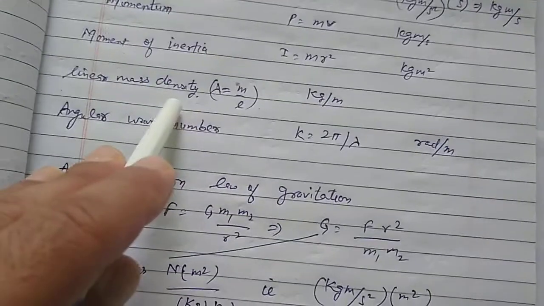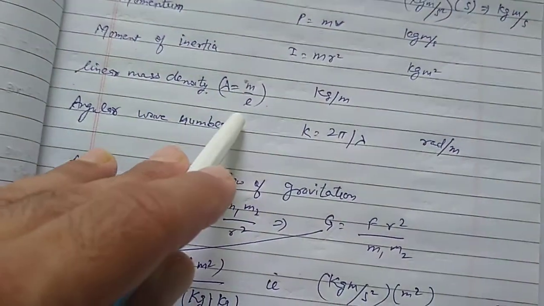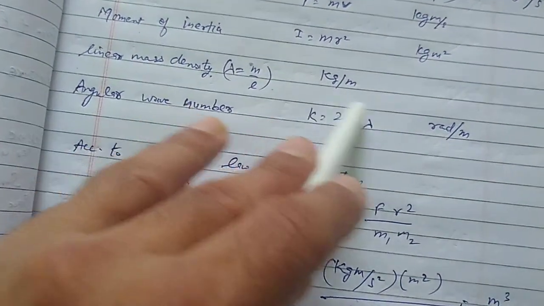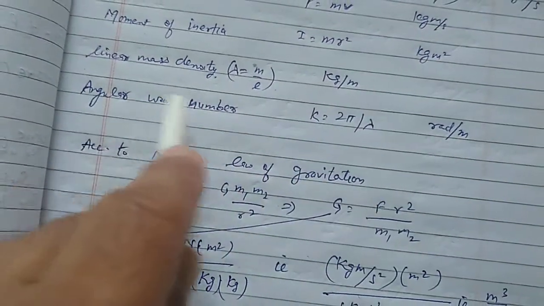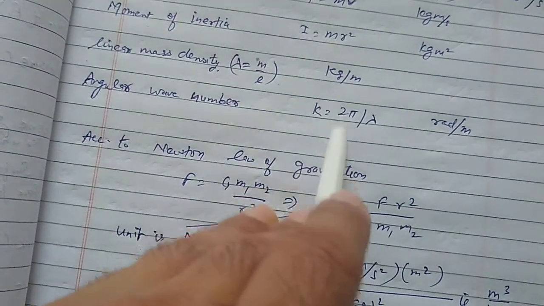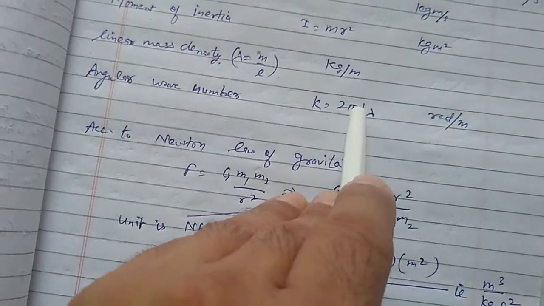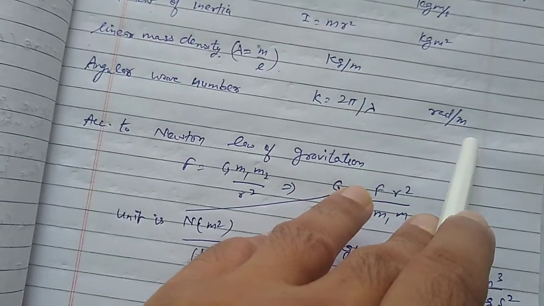Linear mass density. Mass per length, mass unit is kg, length unit is meter, so it is kilogram per meter. Angular wave number, it is 2 pi by lambda. 2 pi is an angle, its unit is radian. Lambda is a wavelength, its unit is meter, so radian per meter.